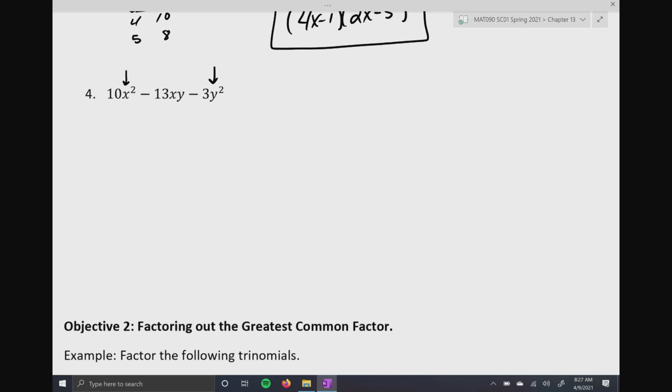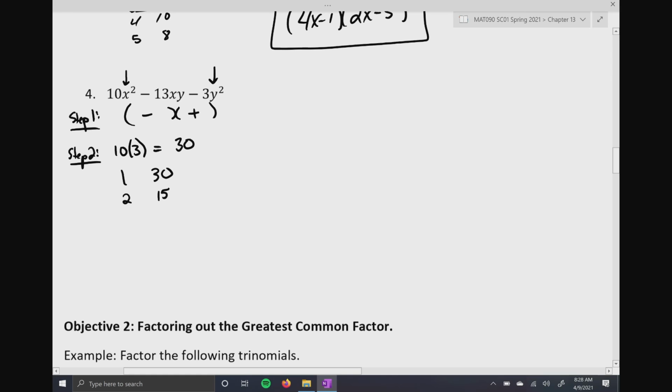Now, let's write together. So step 1, there's no GCF, but I will get an idea of what my signs will look like. So I know my final answer is going to look like minus and a plus. Okay? Step 2. We're going to take 10 times 3. And that's going to be 30. We're going to write out the factors of 30. 1 and 30. 2 and 15. 3 and 10. 5 and 6.